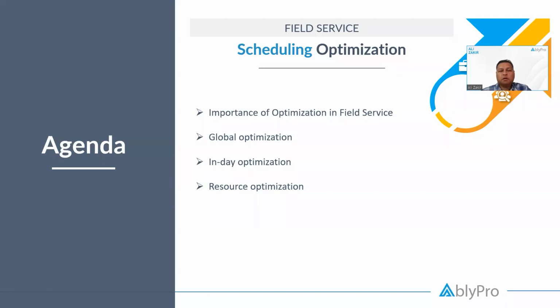So the importance of optimization within field service. We'll be talking about global optimization, in-day optimization, and resource optimization. So when we're talking about optimization and the importance of it, in a medium-sized to a large enterprise level organization where you have a number of field resources, technicians out in the field, let it be 25, let it be 50, let it be hundreds or even thousands of field technicians.